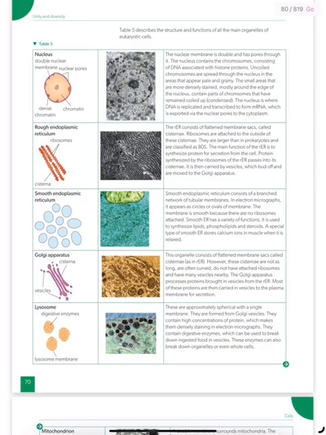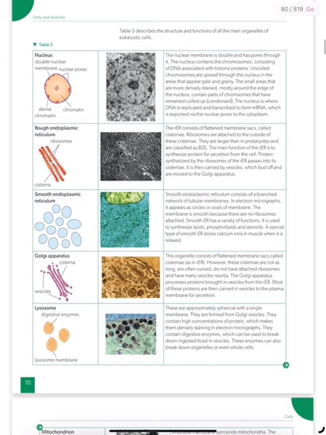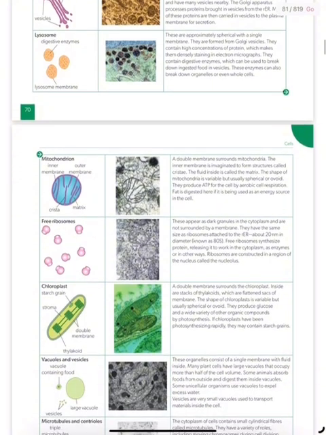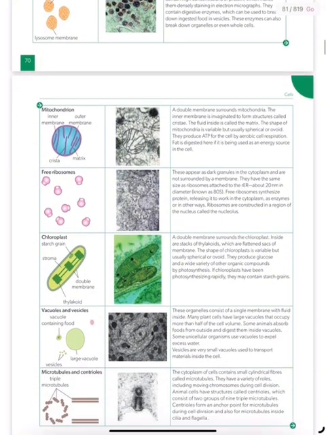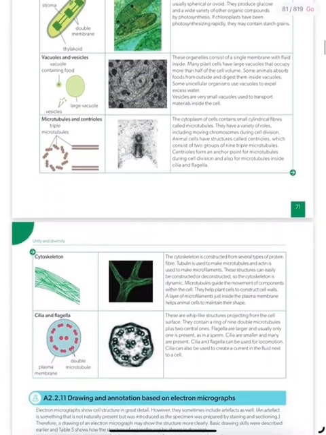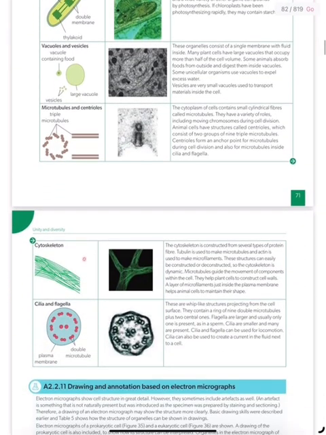You can study on this table the structure and functions of all the main organelles of eukaryotic cells, which are nucleus, rough ER, smooth ER, Golgi apparatus, lysosome, mitochondrion, free ribosomes, chloroplast, vacuoles and vesicles, and microtubules and centrioles. Also, cytoskeleton and cilia and flagella.